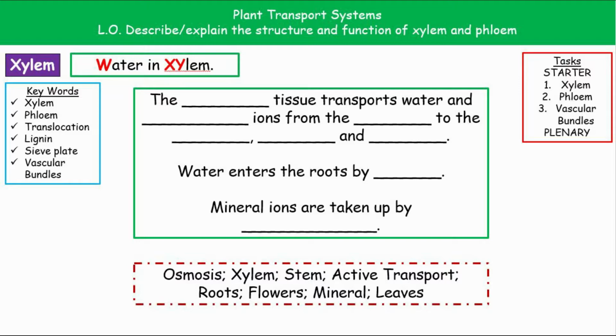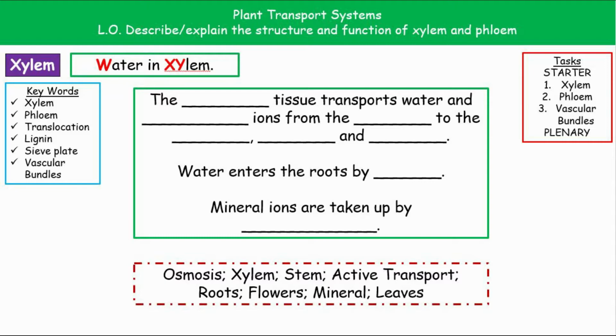Hopefully we remember from our earlier work that where we're talking about water entering the plant, it does that through the process of osmosis, which hopefully we remember is that movement of water molecules from the area of high water concentration to the area of low water concentration across a semi-permeable membrane.